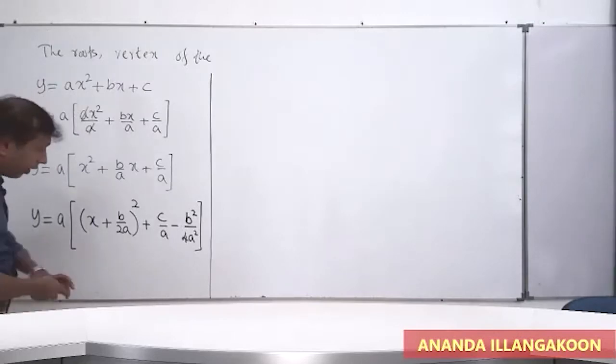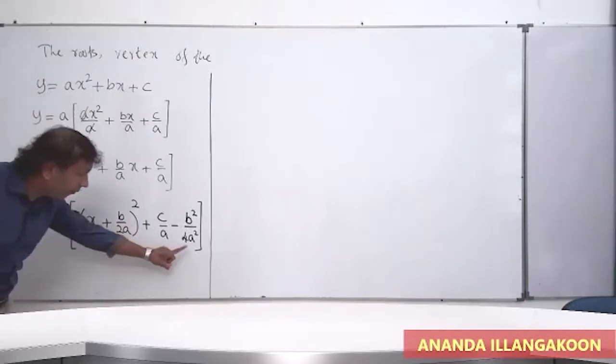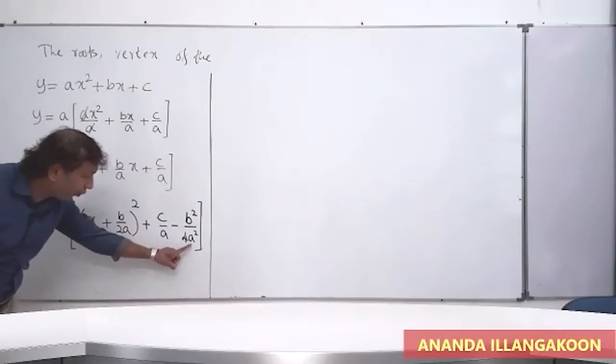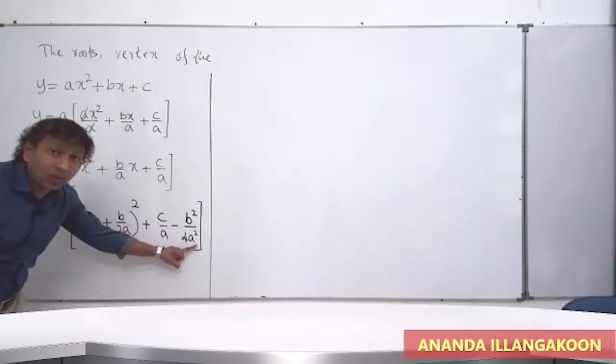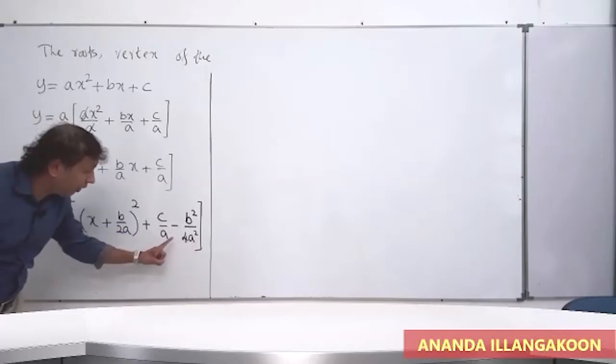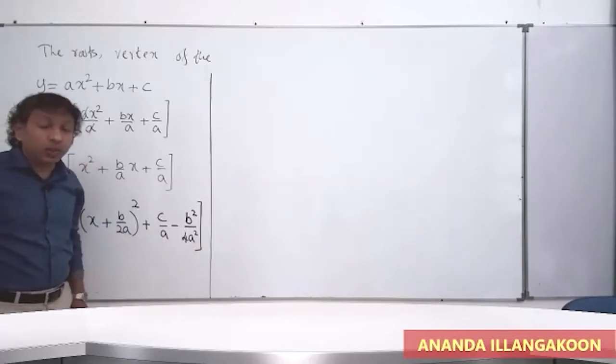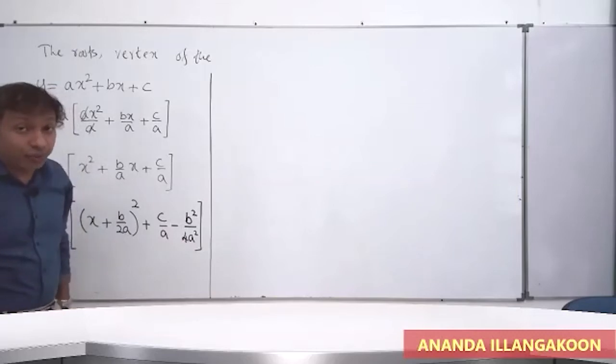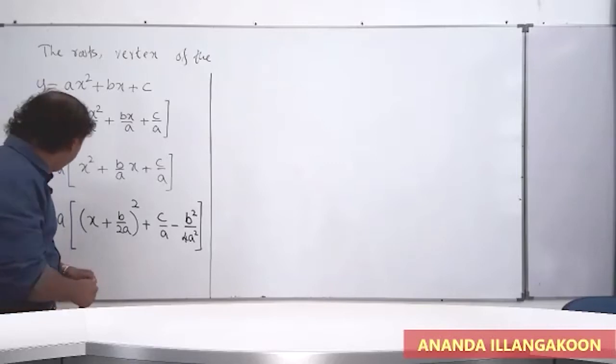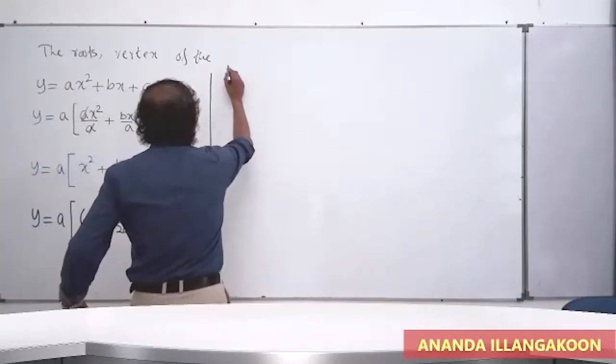Now people, I am going to simplify here. For this c by a and this b squared by 4a squared, common denominator, people, I can take 4a squared. Common denominator we take as 4a squared, right? Then what we get is this.